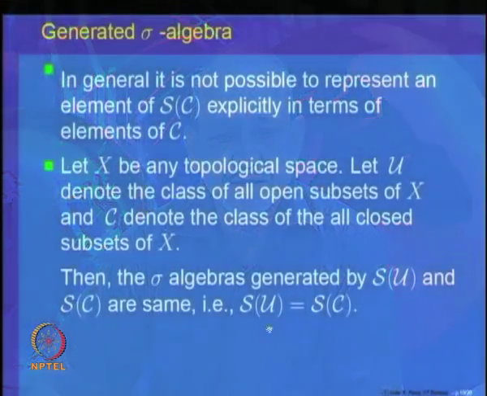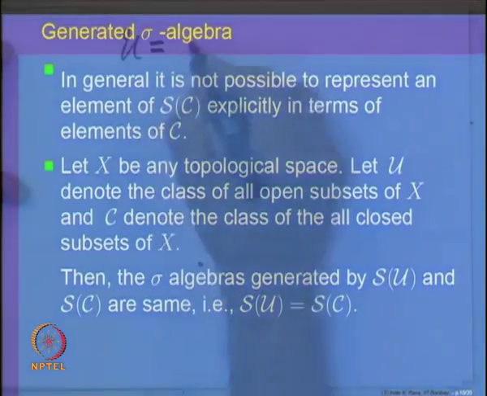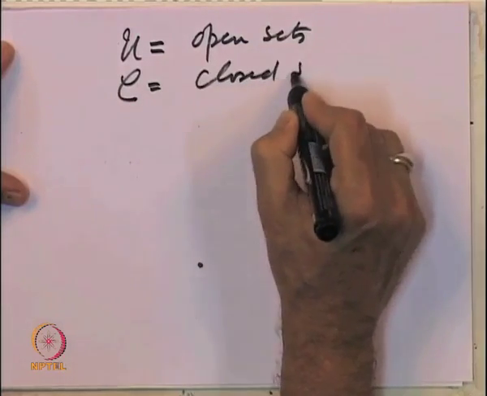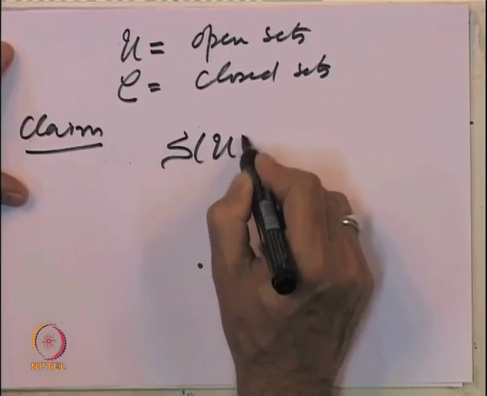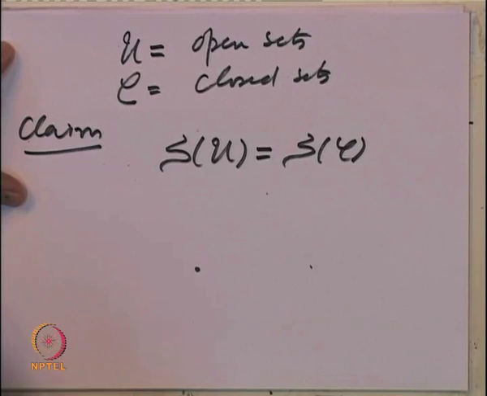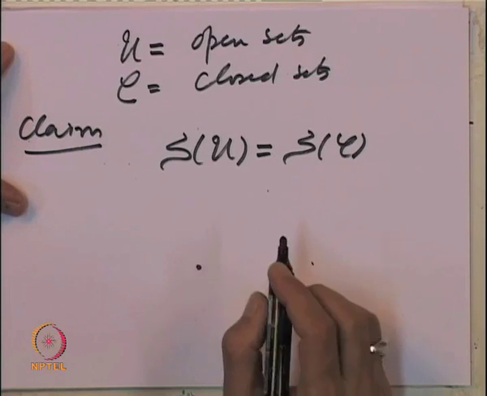And let us recall, a set is closed if and only if its complement is open. So, using this fact, we will prove that the sigma algebra generated by open sets is equal to the sigma algebra generated by closed sets. So, in this proof, U is the collection of open sets, C is the collection of closed sets, and the claim is the sigma algebra generated by open sets is the same as the sigma algebra generated by the closed sets. And to prove this, we will follow a technique which is going to be used again and again.